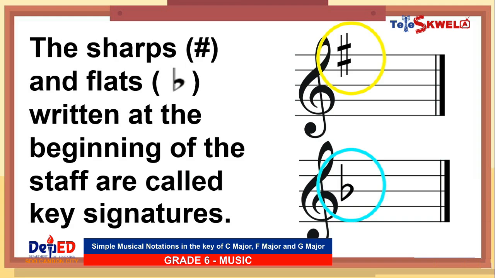The sharps and flats written at the beginning of the staff are called key signatures. They tell about the key names and the location of the pitch of the song. This is a big help for singers to reach the right pitch that best suit their singing voice.